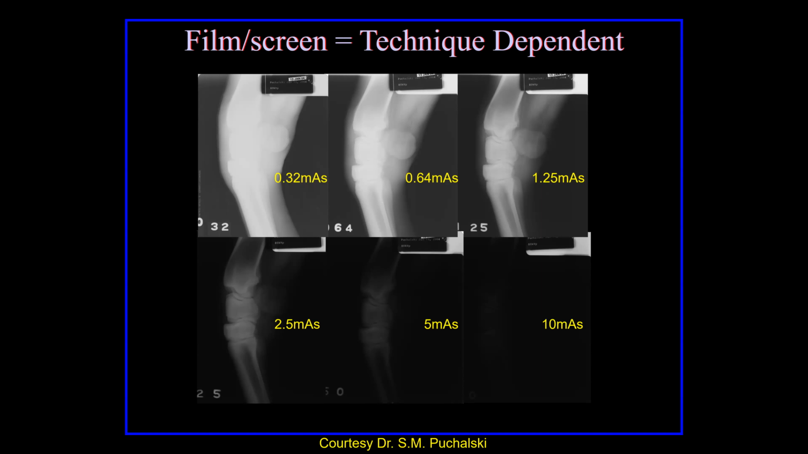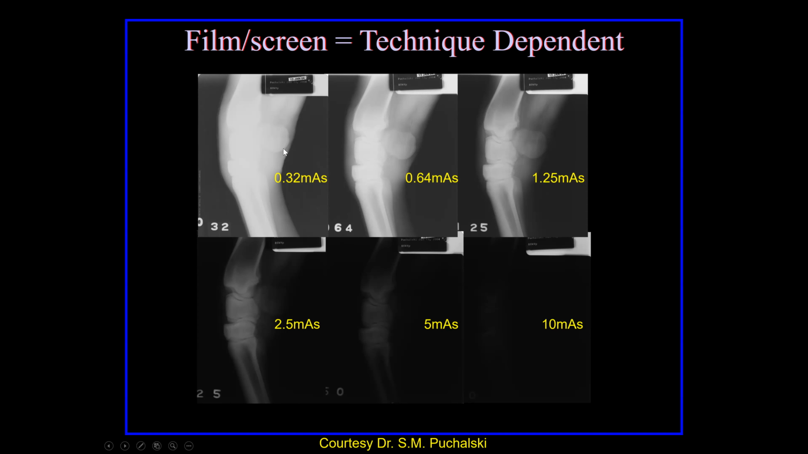This is a test that Dr. Pachowski did years ago. She's a radiologist out in California, and this was a cadaver horse leg. So this is the carcass of a horse, and this was with analog type film, right? And what she did is she adjusted the technique. So she had the MAS set at 0.32 for this X-ray, and then she doubled it to 0.64. And then doubled it again here to 1.25, doubled it again to 2.5, 5, and 10.